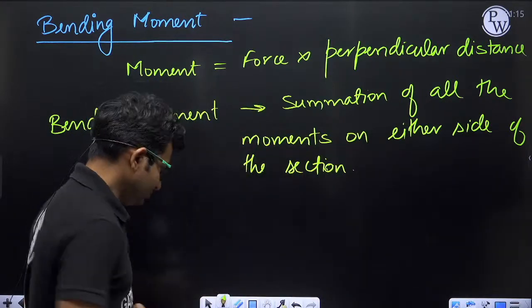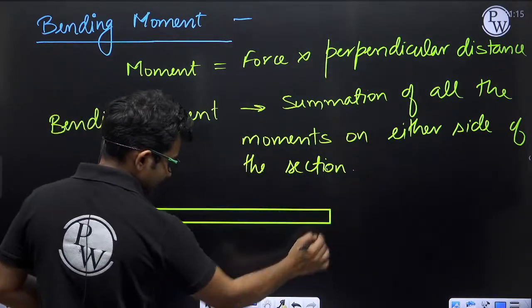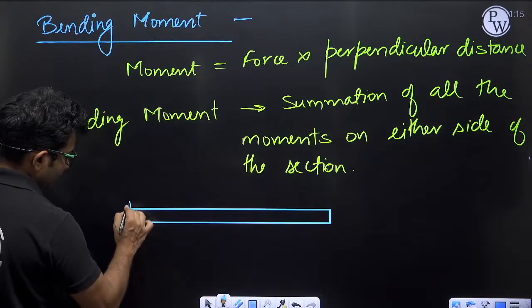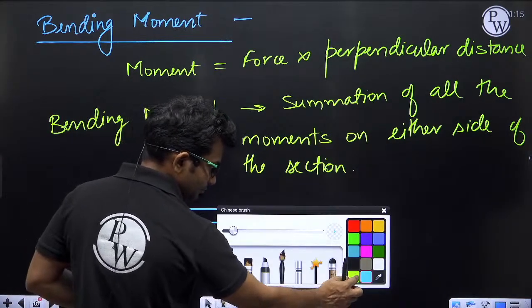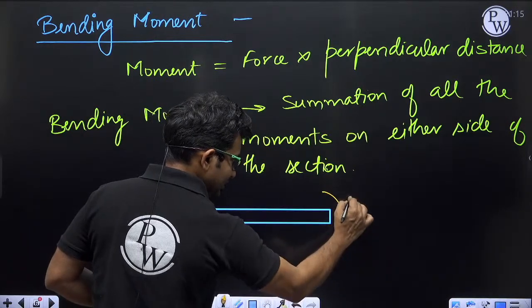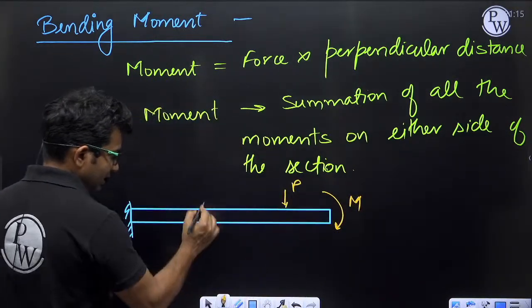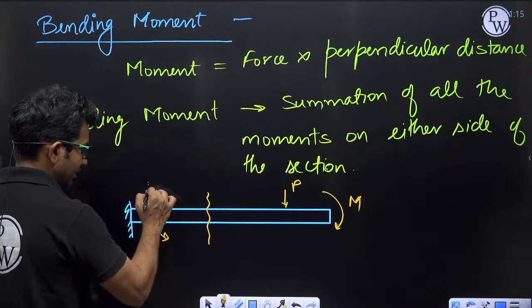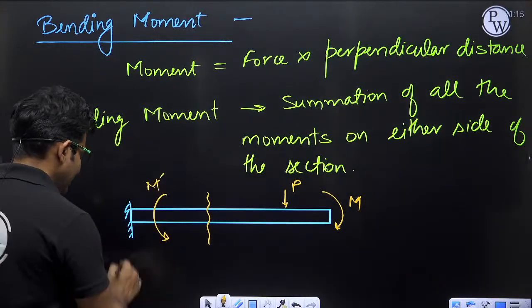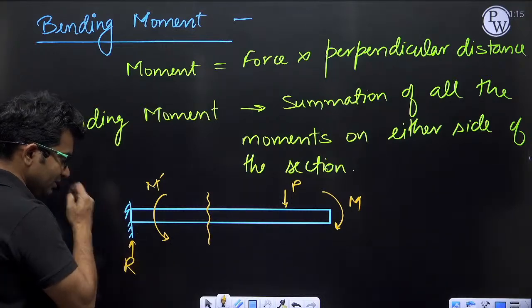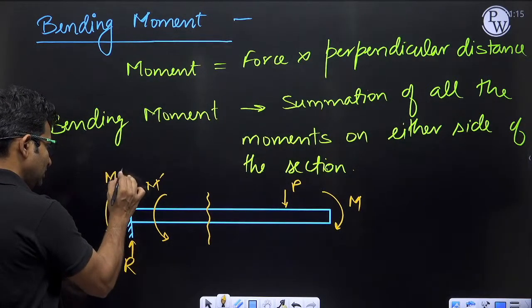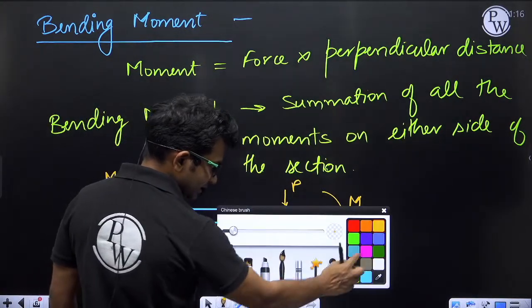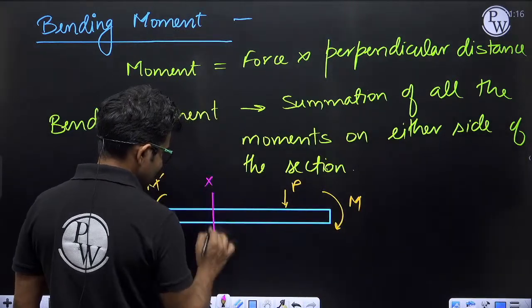Either side of the section means that, suppose my beam is like this, and there is one moment like this, one force like this, and I have to calculate moment here. Let us say there is one moment M dash here, and here also we will have some support reaction, let us say R, and some moment M double dash. If this is my section, let us designate it as XX.